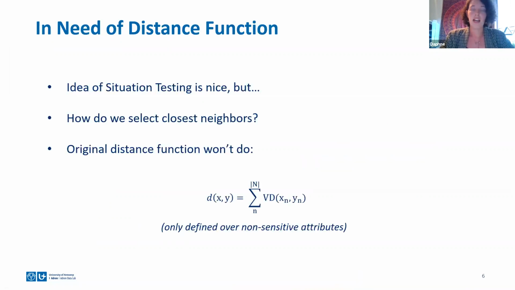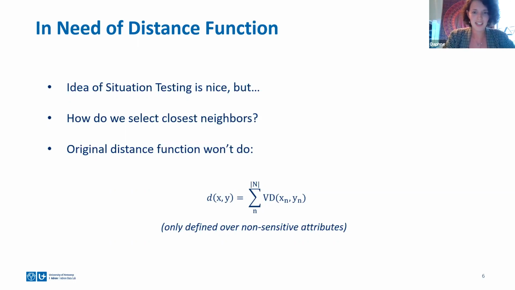So I think the idea of situation testing is very nice and also intuitive. But one big problem is, how are we actually going to select these closest, these most similar neighbors? The distance function that was proposed in the original work is actually pretty simple: they just take the distance between two instances as the sum of the value differences between all features of both instances. And of course, this distance function is only defined over the non-sensitive attributes, so something like gender or race would not be taken into account.